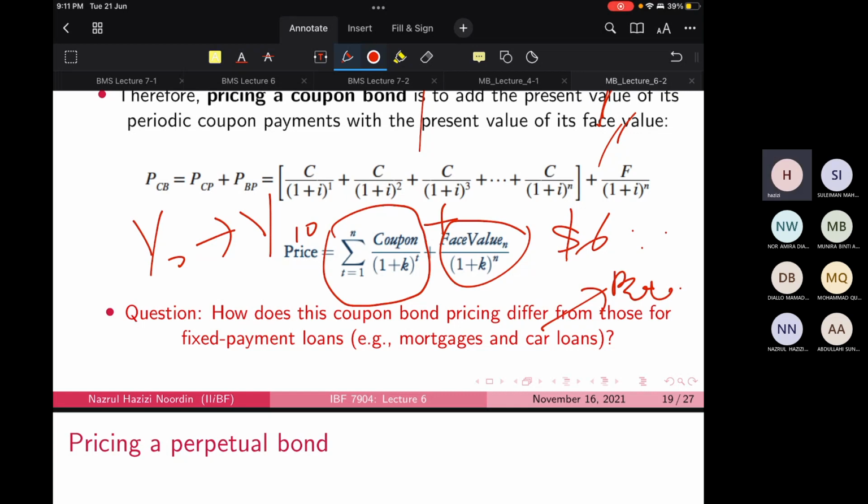Any question about the steps? Sir, right now I'm confused.